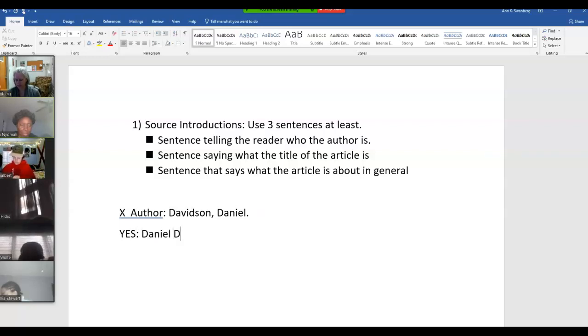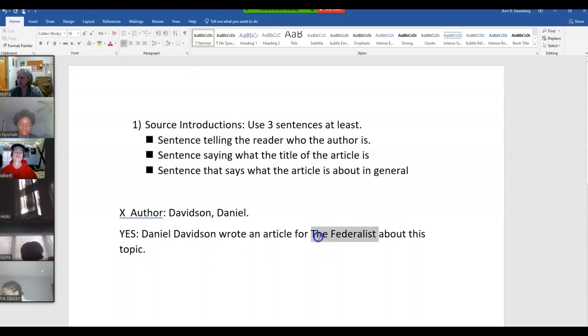Daniel Davidson wrote an article for the Federalist about this topic. Is that a sentence? It is. That's what I'm talking about when I say a sentence. Okay? So we're going to do another no.